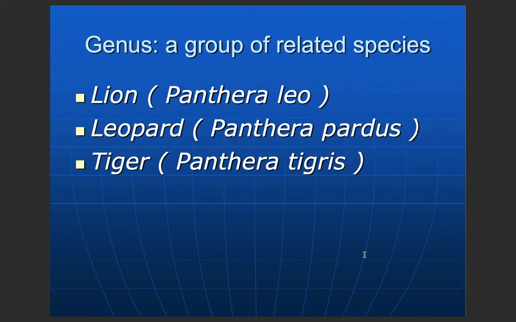Means a genus has a group of related species. Lion Panthera leo, leopard Panthera pardus, and tiger Panthera tigris, that we have already discussed here, all belong to the same genus, but their species are different, due to which their names are different at that level.